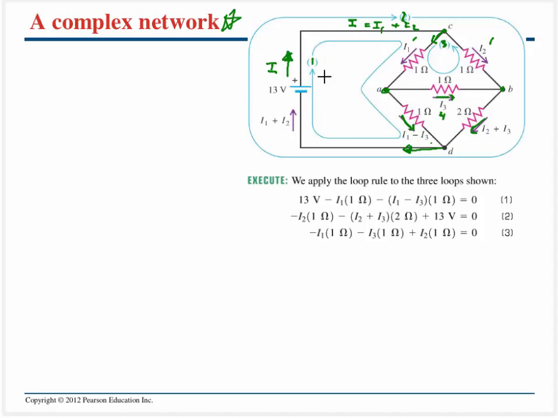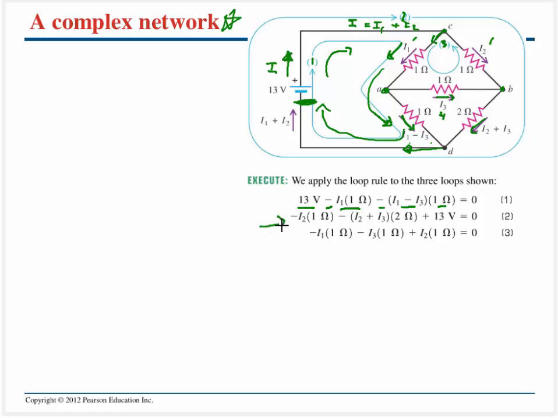Now we're going to go around all of these loops. So let's go around loop 1, and let's start right here. Here we're going from negative to positive, and so we're going to write positive 13 volts. Now we're going to go across this resistor right there with I1 on it. We're going in the same direction, so we're going to write minus I1 multiplied by the resistance. I'm going to come down right here, still going in the same direction as the current, so it's going to be a minus. We're going to have the current multiplied by the resistance, and we're going to work our way back to our starting position.